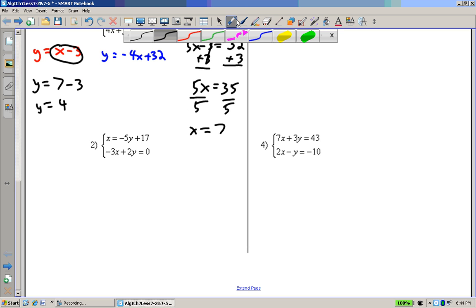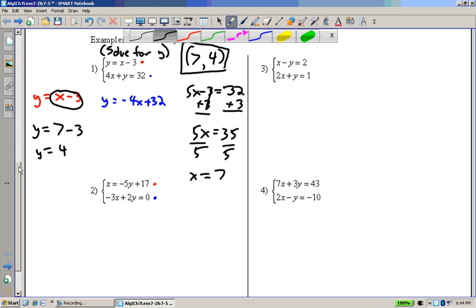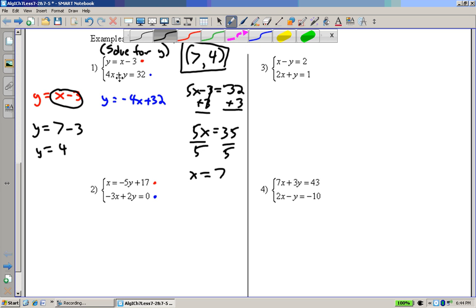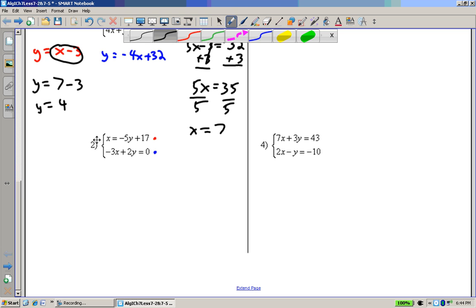Okay, so again, I'm going to identify one as red and one as blue. And in this case, it really doesn't matter which one I solve for. You could solve for x, you could solve for y. Do you notice how the x is already by itself? Well, that's going to save me a lot of time, so I'm just going to leave x by itself.